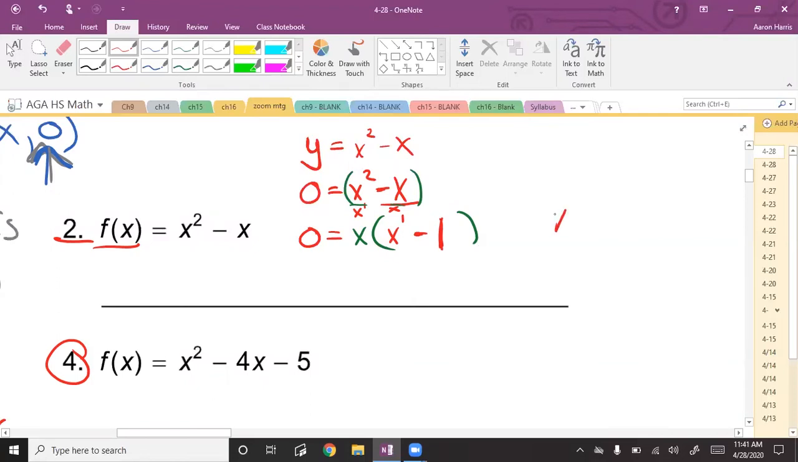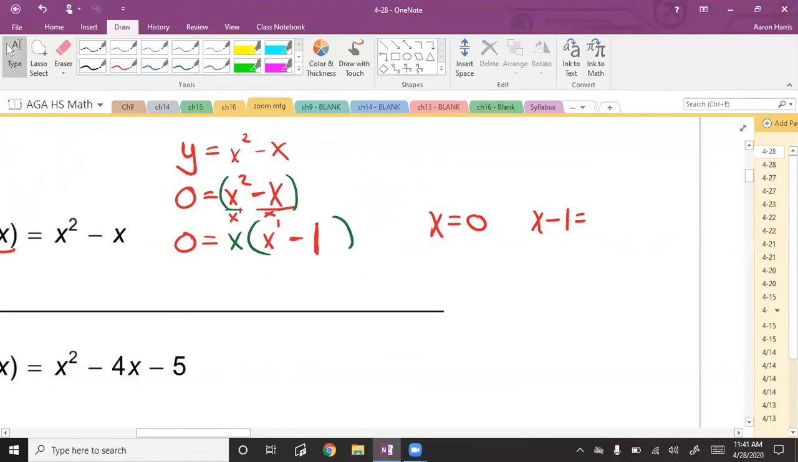I can set X equal to 0. That would say 0 times that. I know it's 0. And then I can do X minus 1 is equal to what number? 0. And now I solve for X. What should I do?